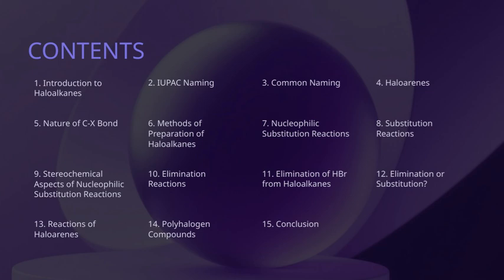Moving further, we address reactions of haloarenes, including their unique reactivity compared to haloalkanes. Additionally, we will look at polyhalogen compounds, which are molecules containing multiple halogens, and their relevance. We cover common naming conventions to help you recognize and name these compounds accurately. Finally, we'll conclude with a summary, tying all these concepts together to give you a comprehensive understanding of haloalkanes and haloarenes. Remember, each of these topics builds on the previous, forming a complete picture of halogen chemistry.